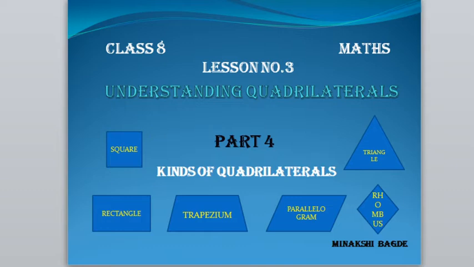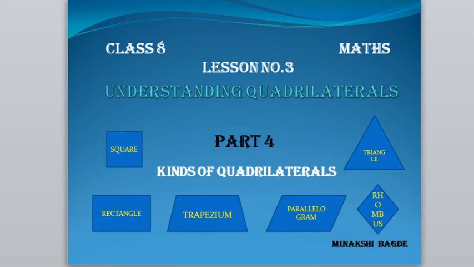Today I am going to take the maths of class 8, and it is the fourth part of this lesson, in which we are going to cover the topic kinds of quadrilateral. This is one of the important topics, and the next part of this lesson depends on this topic only. Now, what is a quadrilateral? We all know that a polygon with four sides is called a quadrilateral.